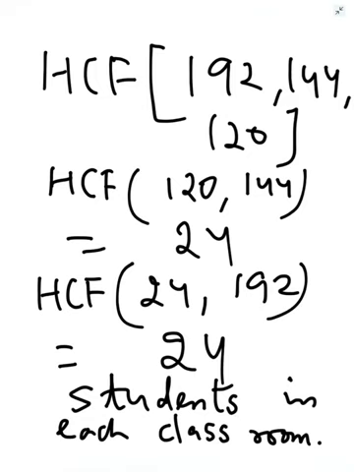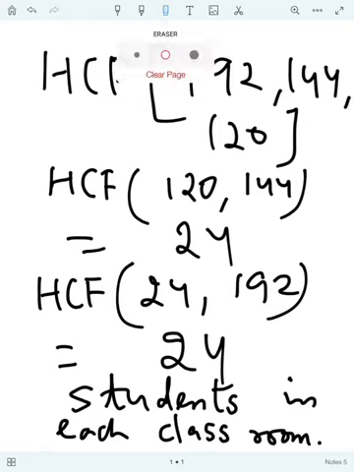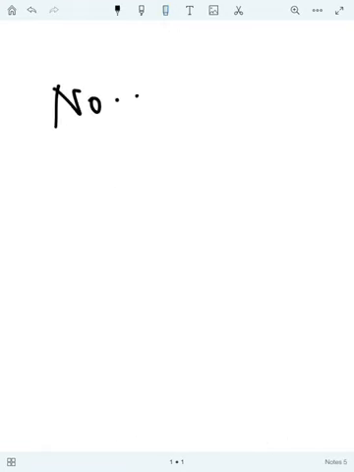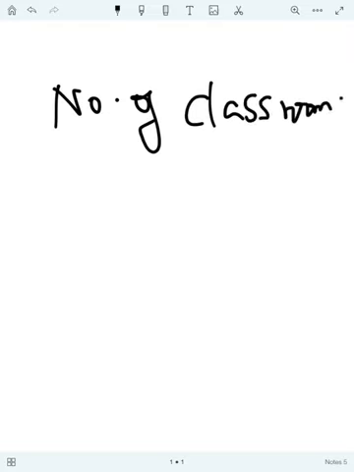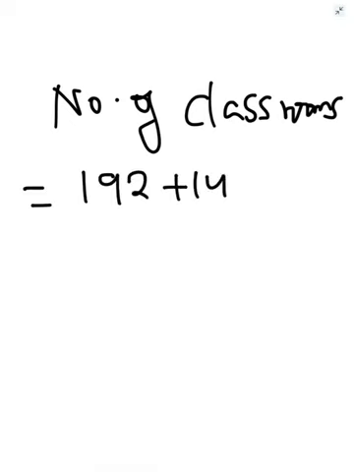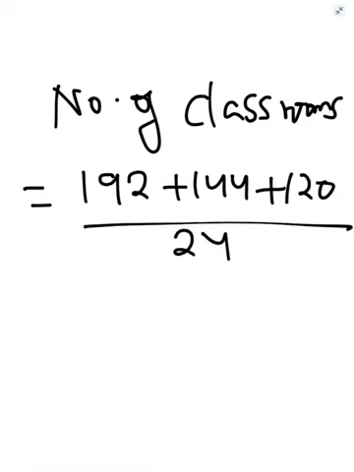So this is not our final answer. This is only the HCF. What was the question asked? Minimum number of classrooms. We have to find the number of classrooms to seat all the students. So how will you find? The total number of students divided by HCF. So 192 plus 144 plus 120 divided by 24.